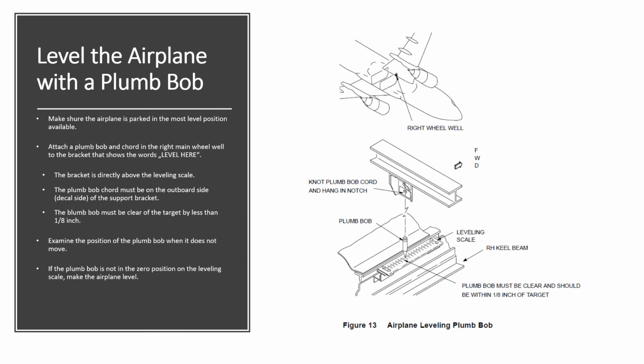On the aircraft, in the right-hand main wheel well, you'll see a leveling bracket and kind of scale. So basically, you hang a plumb bob down and you'll see the leveling scale down beneath where the right-hand keel beam is. And basically, you just manipulate the jacks until you get the plumb bob in the correct position.